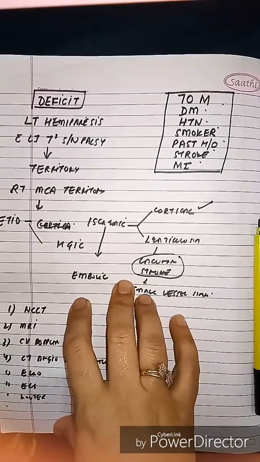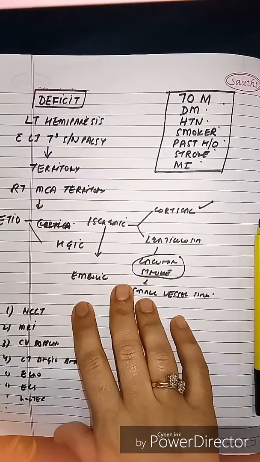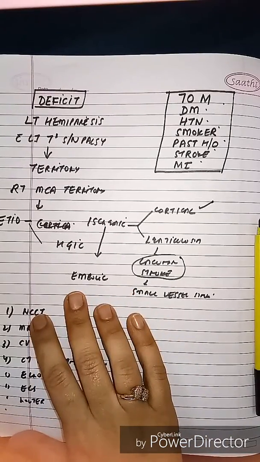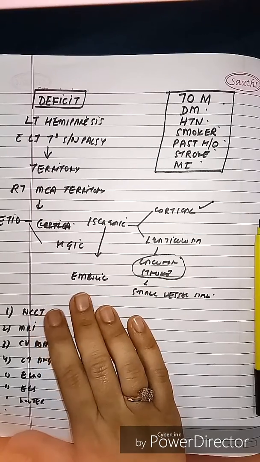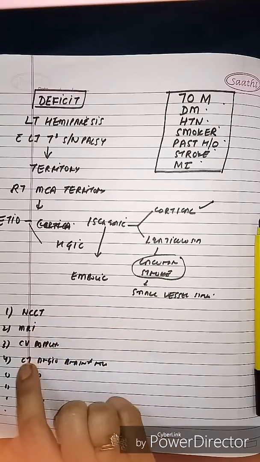And what are the various investigations you should advise in a patient of stroke? The minimum investigation is NCCT head, because it is very important and it is the easily available investigation. Okay, NCCT head, and if possible MRI brain.